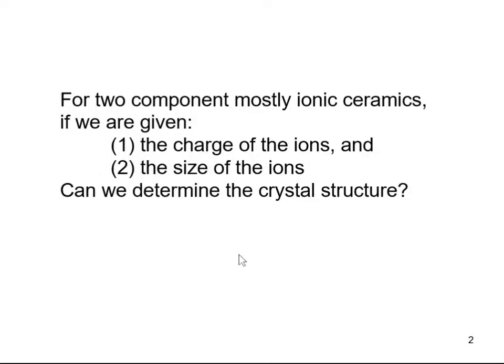Alright, for this video I just want to look at one simple problem: given a two-component ionic ceramic, or mostly ionic ceramic. Remember, ceramics have ionic and covalent bonds, so there's some ionic character to them. If we're given the charge of the ions and the size of the ions, can we determine the crystal structure?